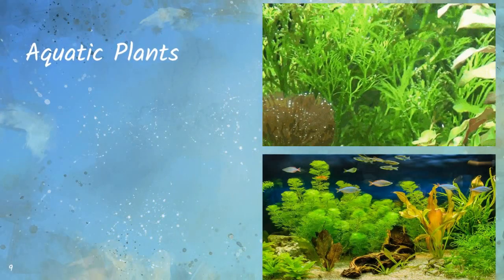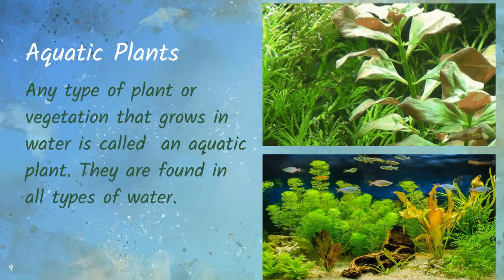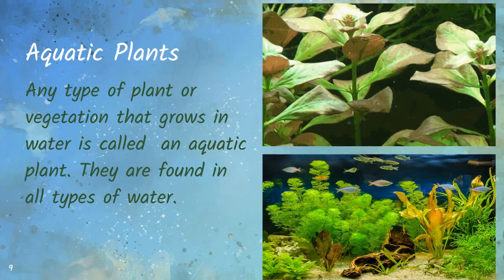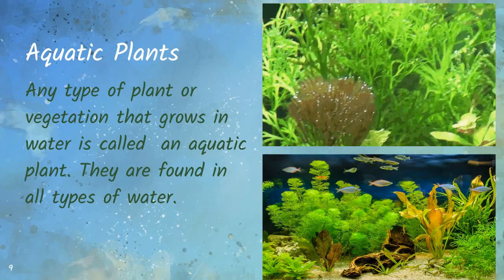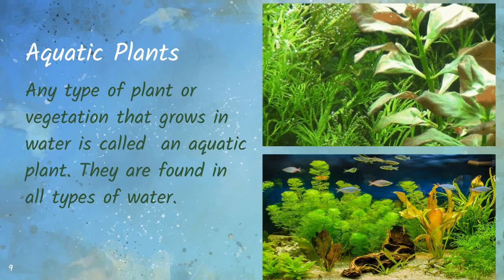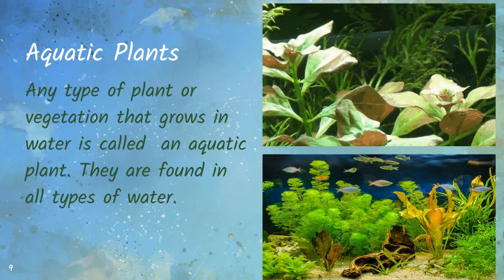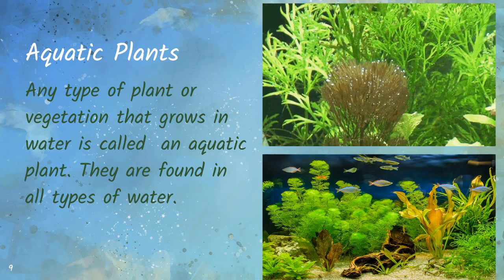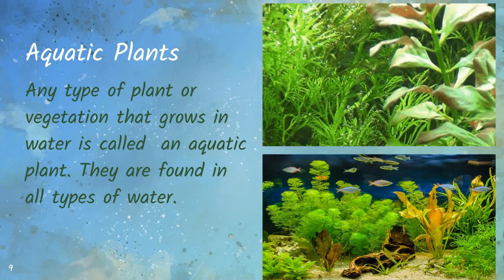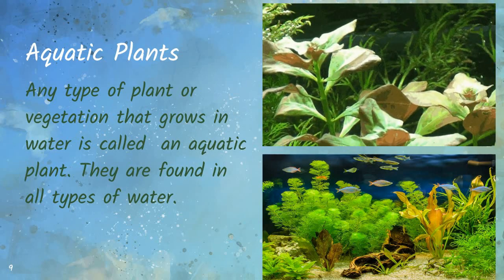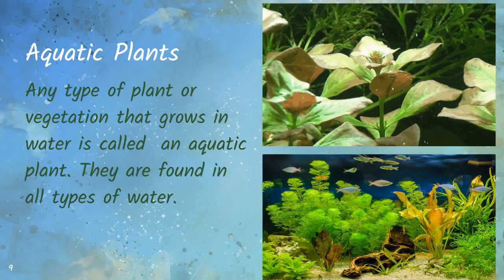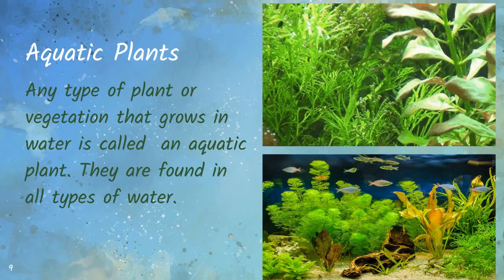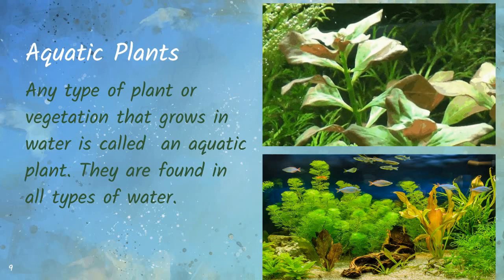There are many types of plants, or natural vegetation, that live and grow in water. This type of plant or natural vegetation is called an aquatic plant. One can find these aquatic plants in seawater as well as in fresh water. For example, one can find them in oceans, rivers, lakes, ponds, etc.